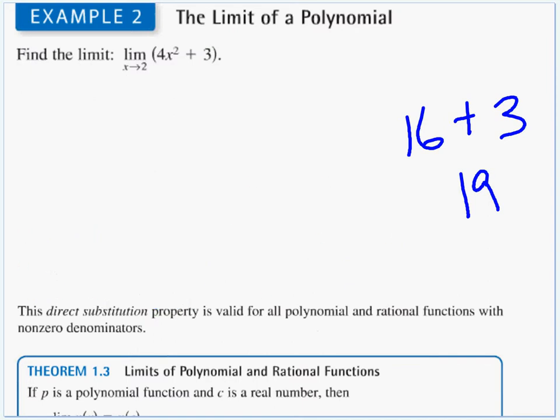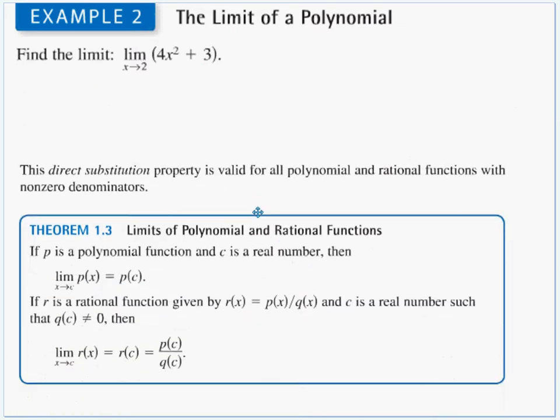The better way to do it is you just direct sub right from the get-go. We're approaching x is 2. Just plug that 2 in right there. 2 squared is 4. 4 times 4 is 16. Add 3 more, and you get 19. So remember, always try direct substitution first.